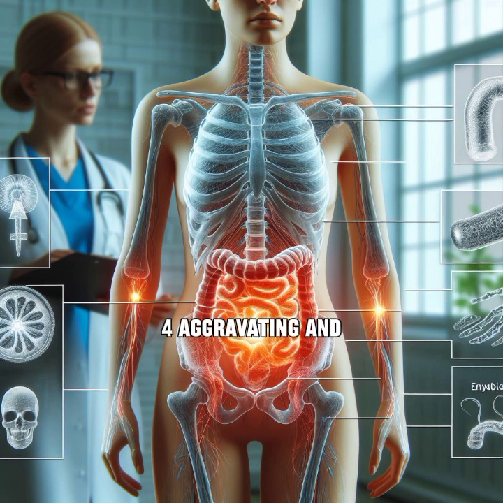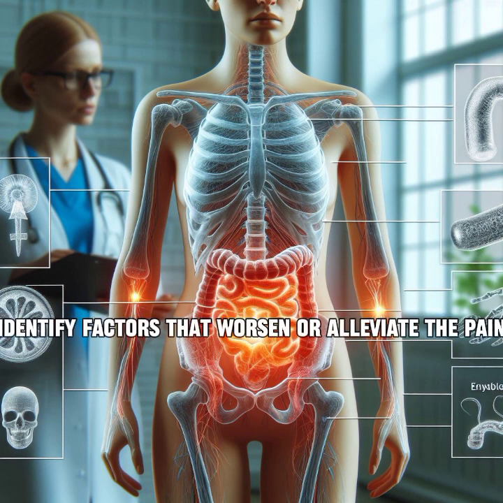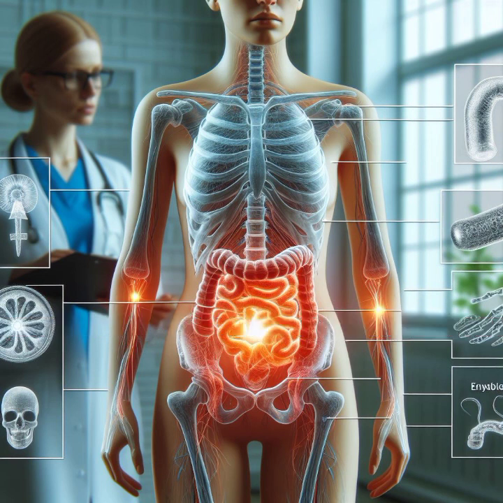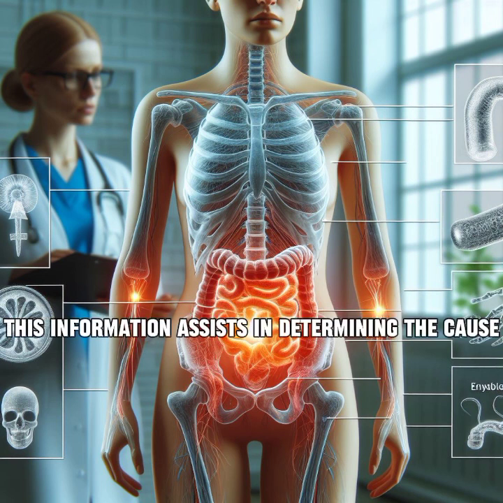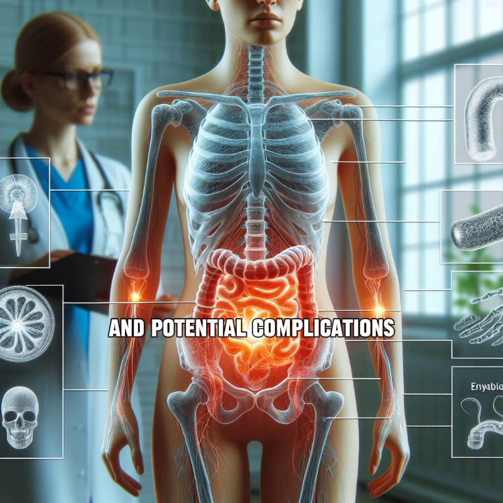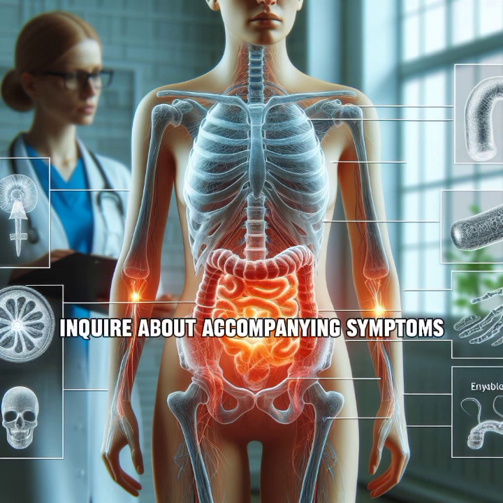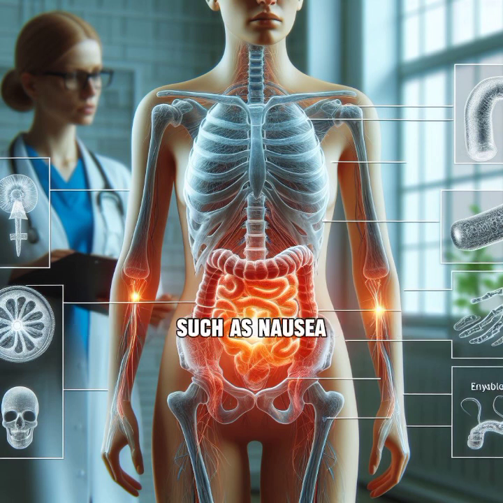4. Aggravating and alleviating factors. Identify factors that worsen or alleviate the pain. This information assists in determining the cause and potential complications. 5. Associated symptoms. Inquire about accompanying symptoms such as nausea, vomiting, fever, changes in bowel habits, or urinary symptoms. This provides additional clues for diagnosis.